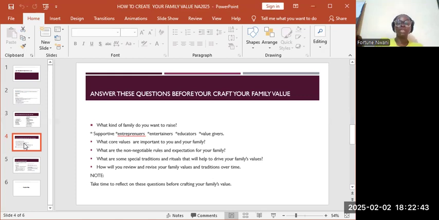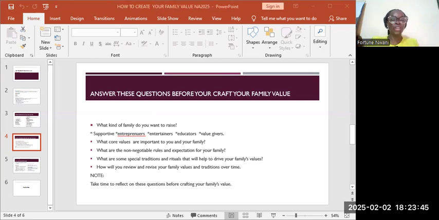What core values are important to you and this type of family you want to raise? Okay, so look at all this. Is respect going to be one of the things found in this family? What core values are important to you and this type of family that you are raising? If you're raising entertainers or entrepreneurs, you will be guiding them in that direction. That is why these things are important.